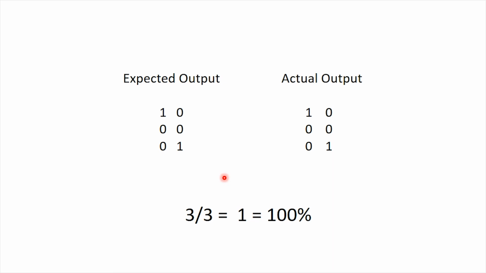Now we can evaluate the algorithm again, and we will see that now we have three cases, and the expected outputs were in all the cases equal to the actual outputs. So we have three successful cases. That's 3 over 3, which is 1, meaning that our algorithm is now 100% efficient.